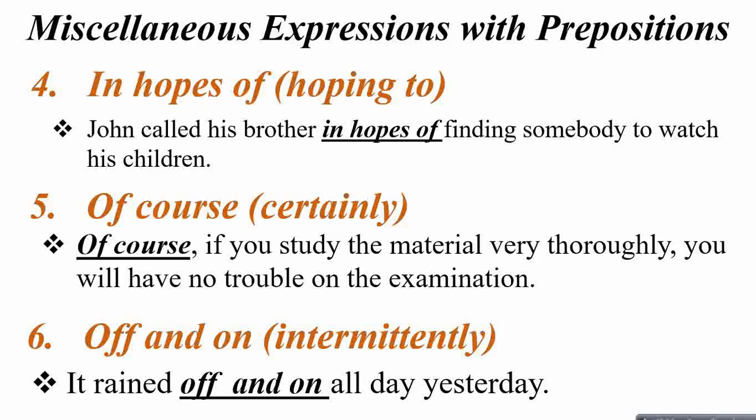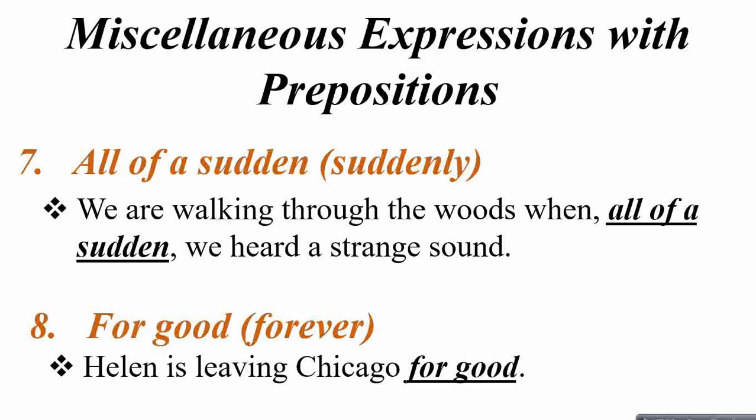Sixth, off and on means intermittently. It rained off and on all day yesterday. Seventh expression is all of a sudden, which means suddenly. Example, we were walking through the woods when all of a sudden we heard a strange sound. And the final expression, for good, means forever. Helen is leaving Chicago for good.